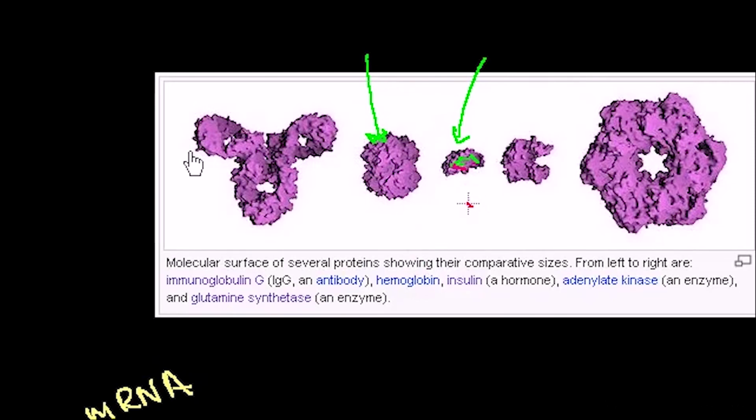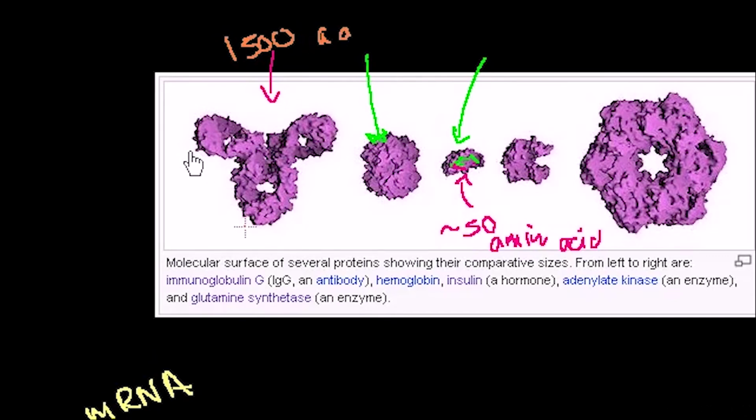But this right here is approximately 50, I forgot the exact number, amino acids. And this right here, immunoglobulin G, which is part of our immune system, is roughly 1,500 amino acids.